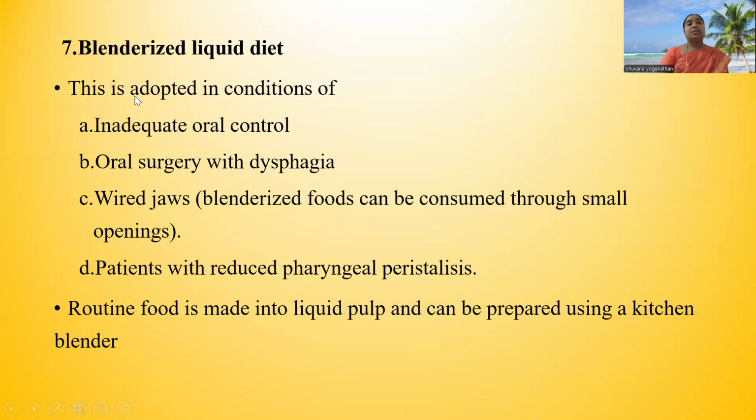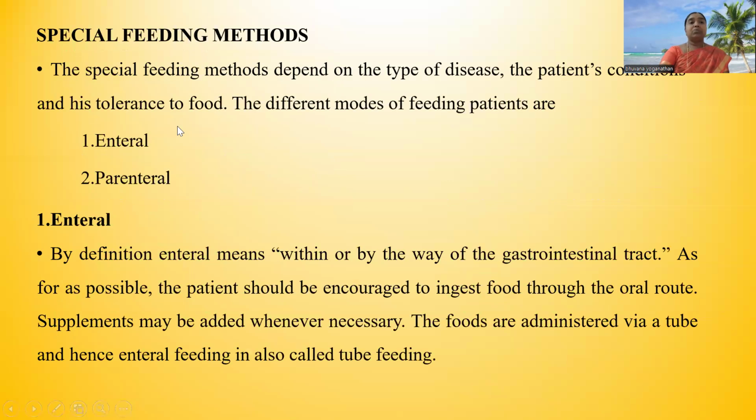Next is the blenderized liquid diet. This should be adopted when the patient has inadequate oral control, has undergone oral surgery, or has dysphagia, wired jaws. Blenderized food can be consumed in small portions. For a patient with reduced pharyngeal peristalsis, this blenderized diet can be added. Routine food is made into liquid pulp and can be prepared by using a kitchen blender.